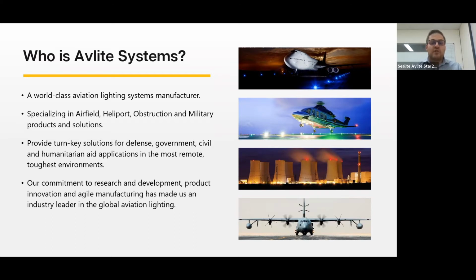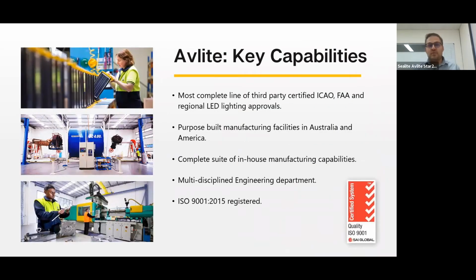At Avlight Systems, we have a really strong commitment to research and development. We really pride ourselves on product innovation, and we have agile manufacturing techniques that make us the industry leader in global aviation lighting. We also have some key capabilities I wish to share before I pass on to Vicky. We have the most complete line of third-party certified ICAO, FAA, and regional LED lighting approvals. We have purpose-built manufacturing facilities in Australia and America. We have a complete suite of in-house manufacturing capabilities with a multidiscipline engineering department, as you'll see when Dan talks about our solutions department. And of course, we're ISO 9001:2015 registered.